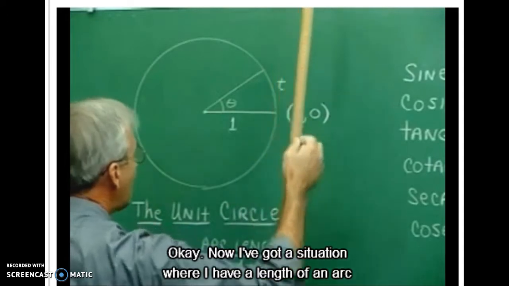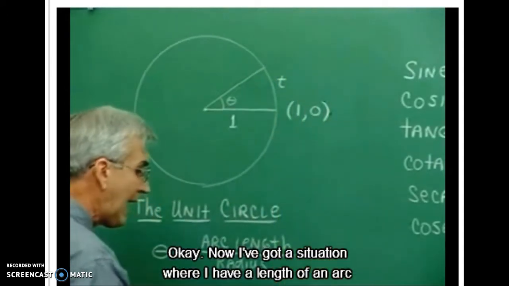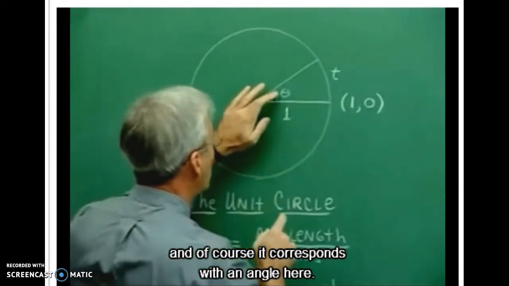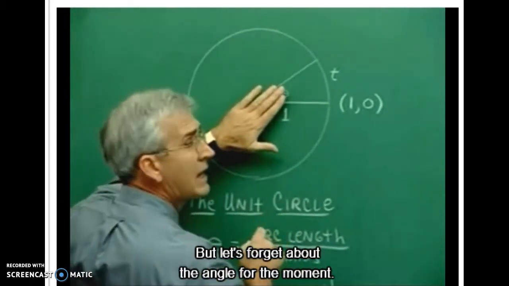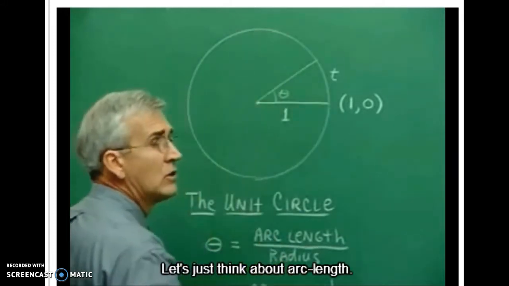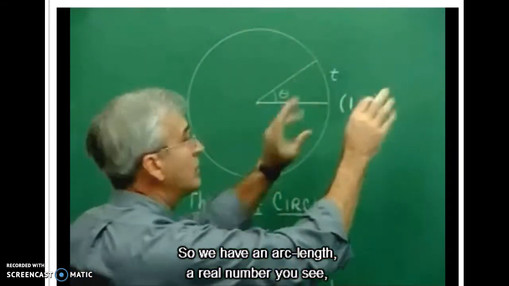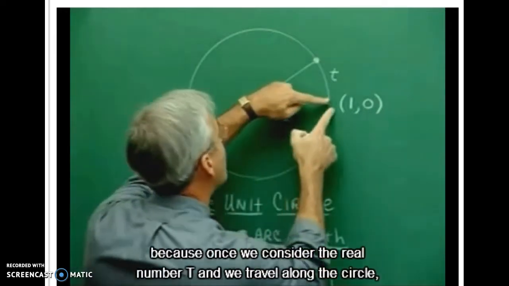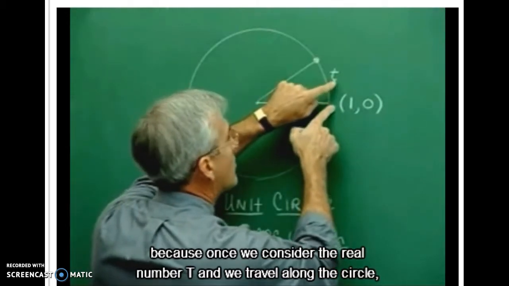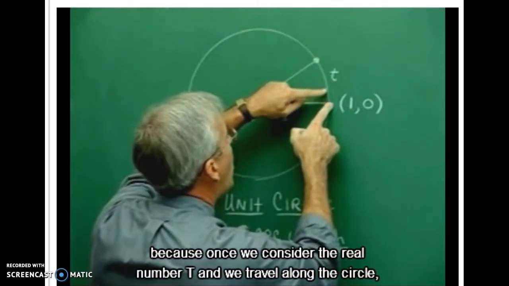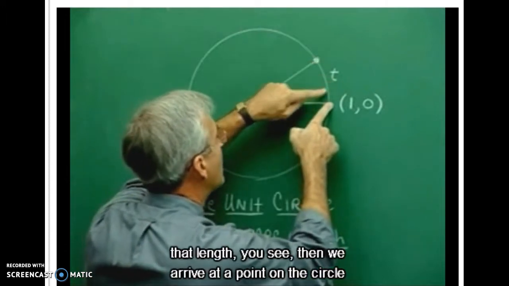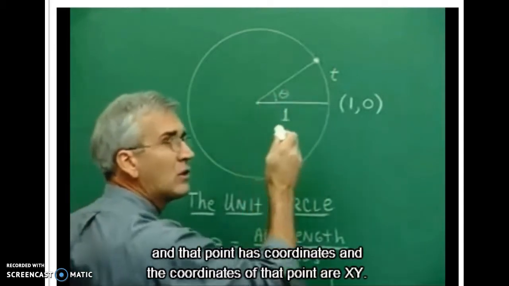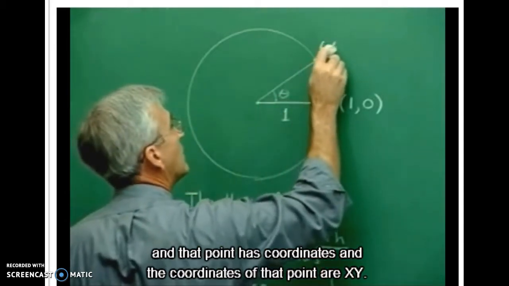Okay. Now I've got a situation where I have a length of an arc. And, of course, it corresponds with an angle here. But let's forget about the angle for the moment. Let's just think about arc length. So we have an arc length, a real number, you see. And that real number is associated then with a point, because once we consider the real number t and we travel along the circle that length, then we arrive at a point on the circle, and that point has coordinates, and the coordinates of that point are x, y.